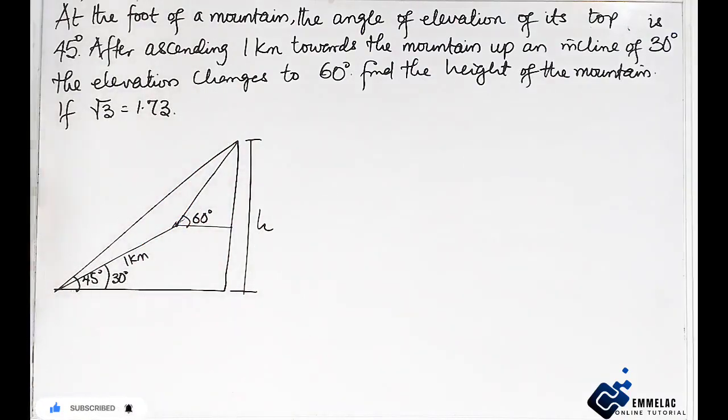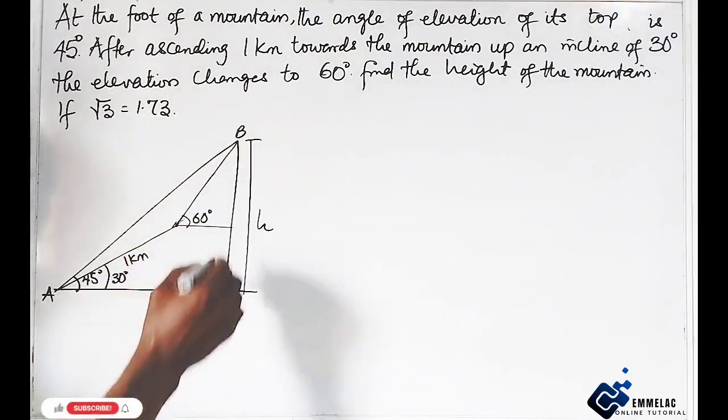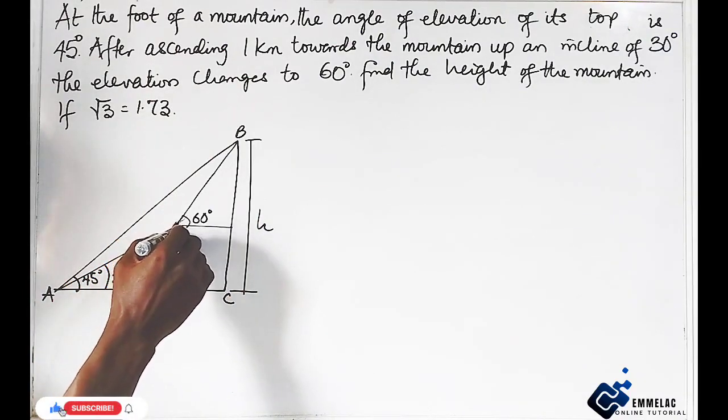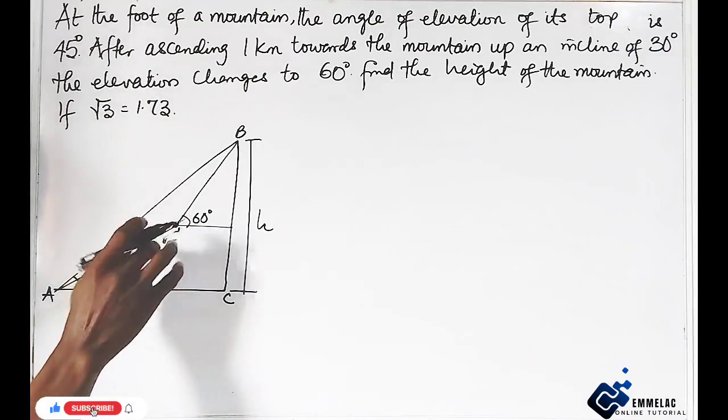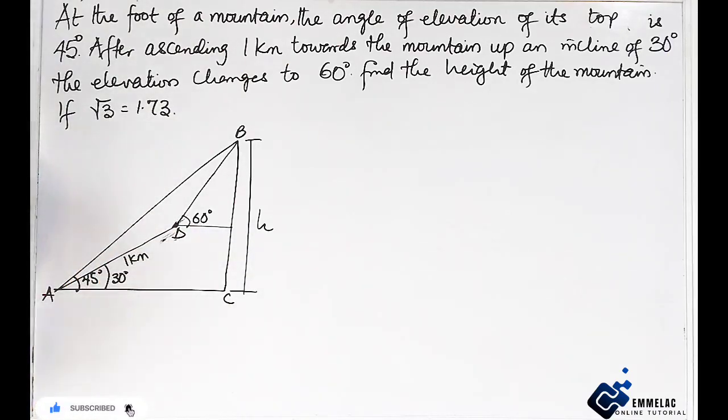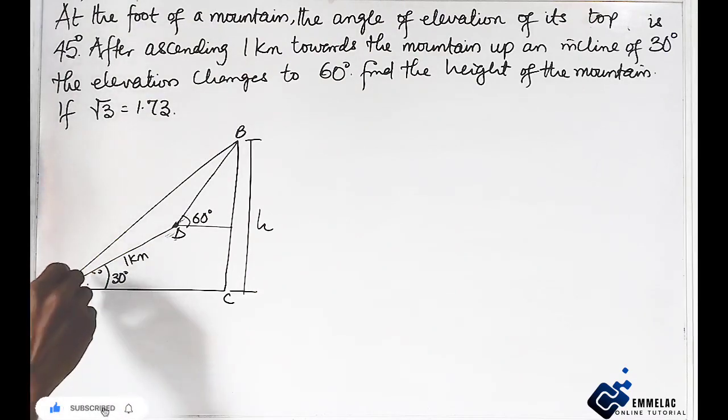Right, now let us assume this is A, this is B, this is C, and let us say this is D. All right, now let us find all the necessary parameters. Now let us find these. Okay, now we know that, let me write this.